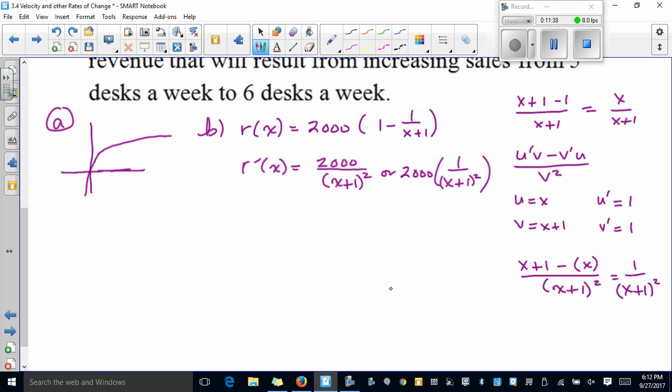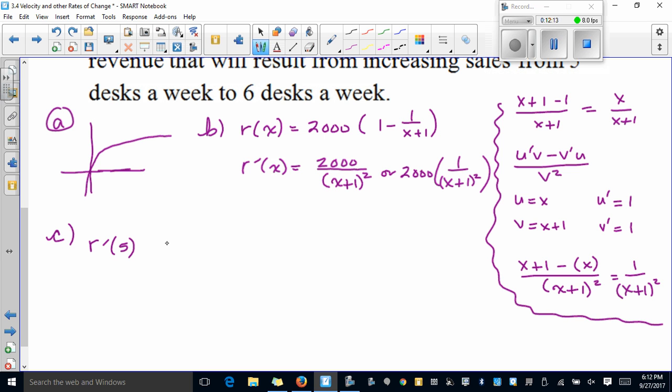That was part B. And then part C, this is just a bunch of little side work, guys. It's gotta be there. C: Use the function R prime of X to estimate the increase in revenue that will result from increasing your sales from 5 to 6. So you go, all right, cool. I want R prime at 5. Because remember, this is just telling you how much the change will be from going from one to the next. You don't do 5 and 6, you're just doing 5. Because the marginal revenue after 5 is going to be that value you get.